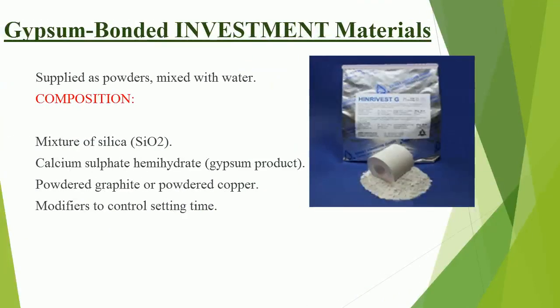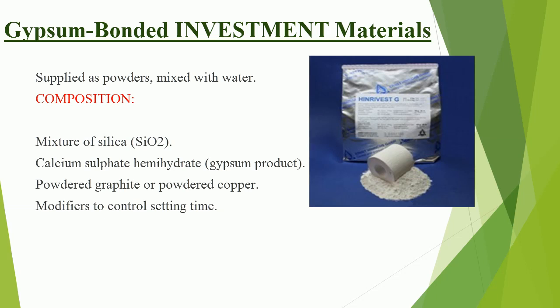Let's go over the investment materials individually. We'll be talking about gypsum bonded investment materials first. As you can see from the picture, they're supplied as powders and mixed with water. The main composition is calcium sulfate hemihydrate, which as you all know is gypsum. And if you remember from the classification, this is type 4.